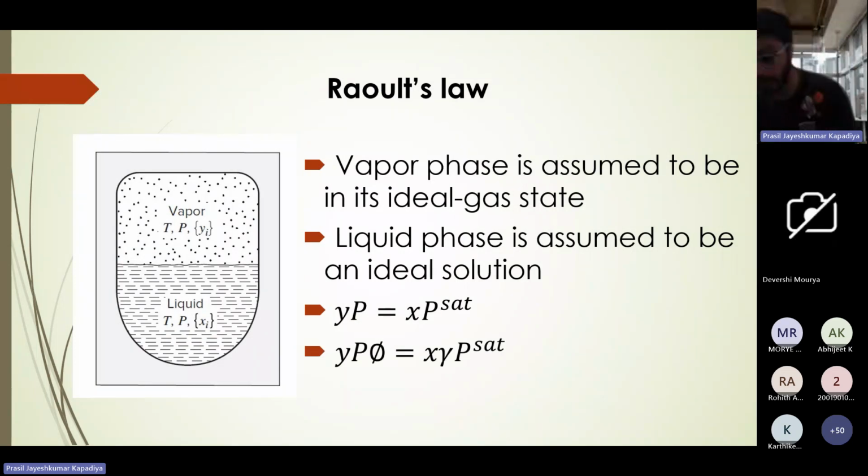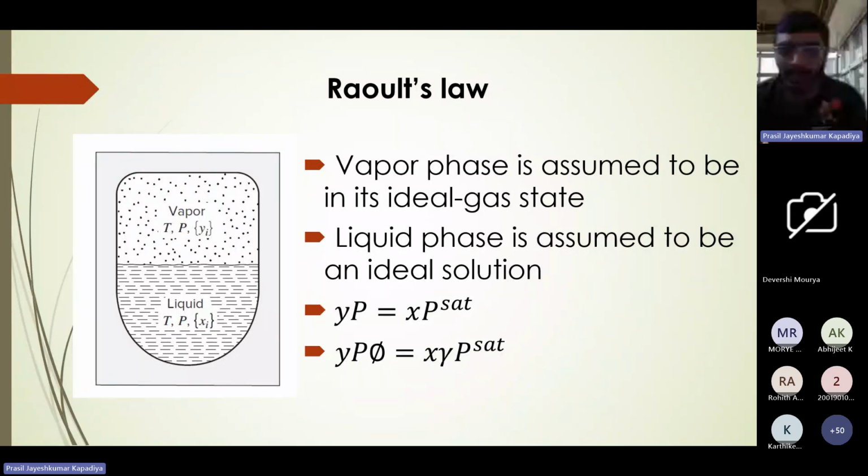So for this kind of condition, when you are not having ideality, you need to use the modified Raoult's law, that is given by y into P into phi equals x gamma into P sat. Gamma is the activity coefficient, which measures non-ideality in the liquid phase, and phi is the fugacity coefficient, which measures non-ideality in the vapor phase.